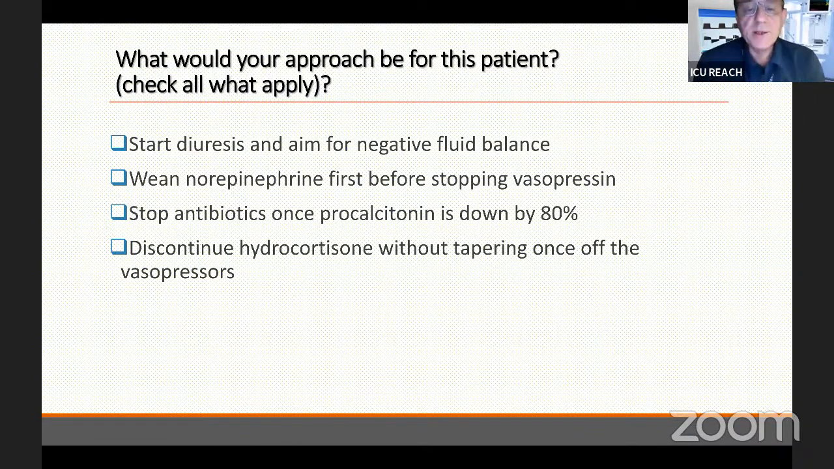So would you start diuresis and aim for negative fluid balance? Would you wean norepinephrine before stopping vasopressin? Would you stop antibiotics once procalcitonin is down by 80%? And would you discontinue hydrocortisone without tapering?